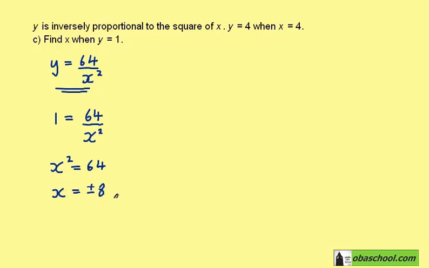Note that 8 times 8 is 64, and minus 8 times minus 8 is also 64. So both plus and minus 8 are possible values for x.